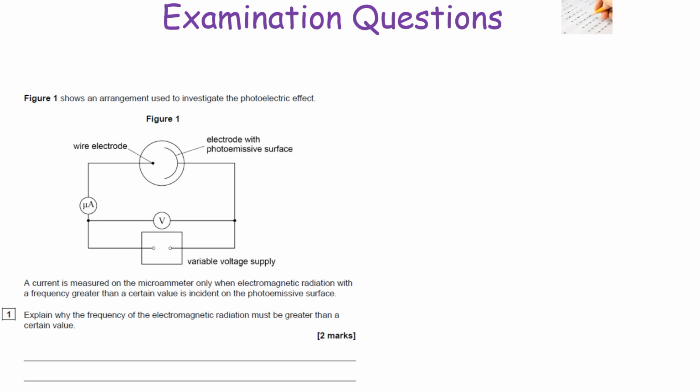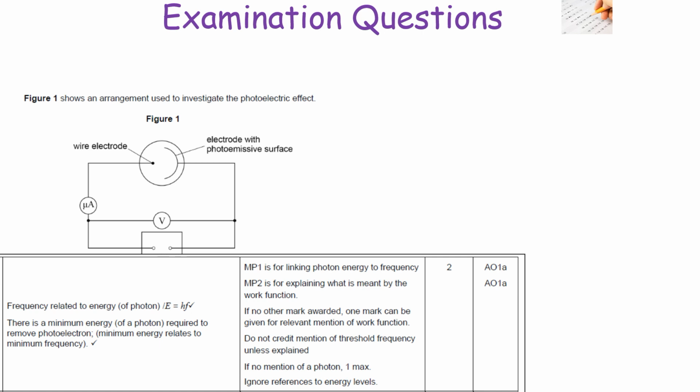Right, so how would you answer this type of question? Well, you'd indicate that frequency links to the energy of the photon, which is going to be absorbed by the metal surface, and the idea is that E is equal to hf. So you'd have to have a minimum energy of a photon required to move a photoelectron, which links to the minimum frequency, because you've got to have a work function to overcome to release that electron via the photoelectric effect. So the energy of the photon has to be at least that value, or above.